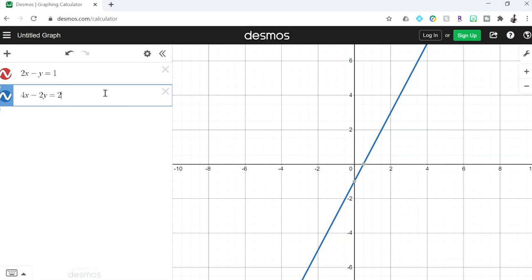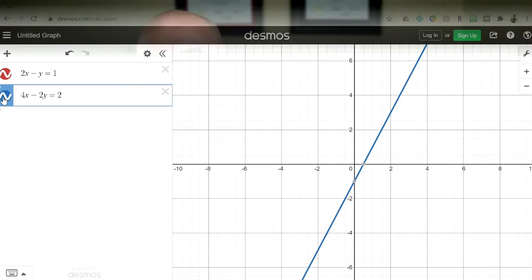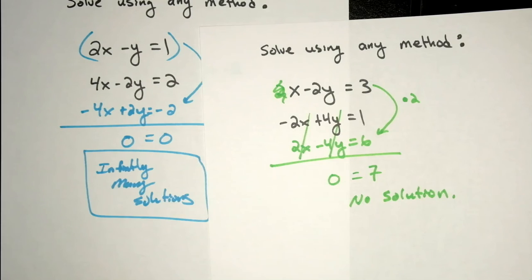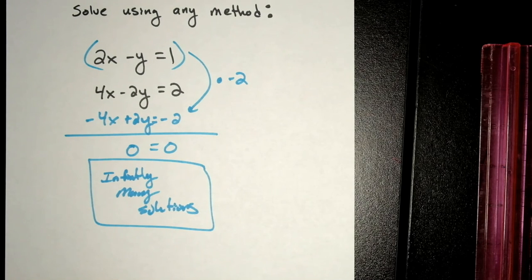Now what happened to the red line? Well, if we turn off the blue line, the red line is right there on top of it. So these two things are intersecting everywhere. That's why there's infinitely many solutions, because they cross each other. They're everywhere. They're the same line. And sometimes we don't immediately see that when we're looking at the equation right here. But if we were to put in y equals mx plus b format, we'd see that they have the same slope and the same y-intercept, which means they are intersecting everywhere.